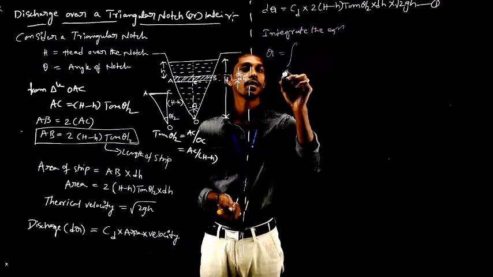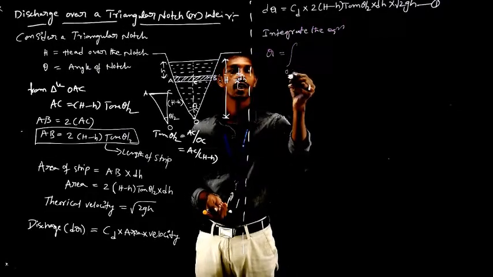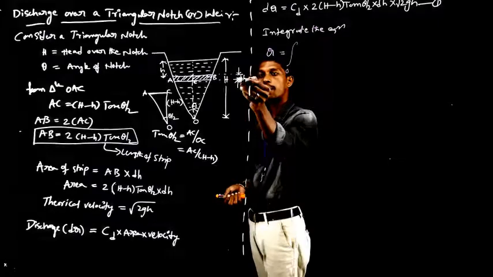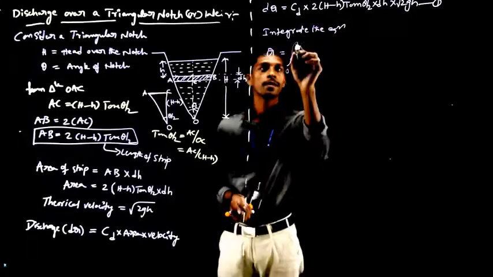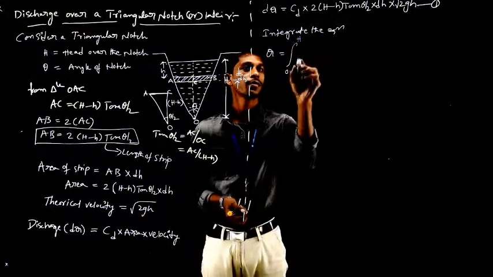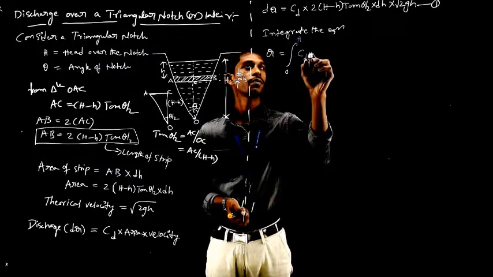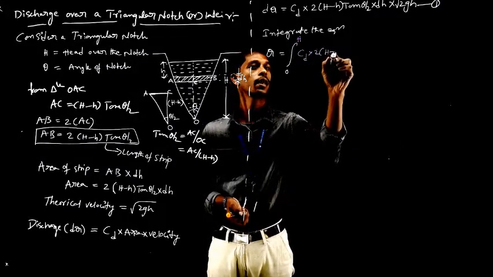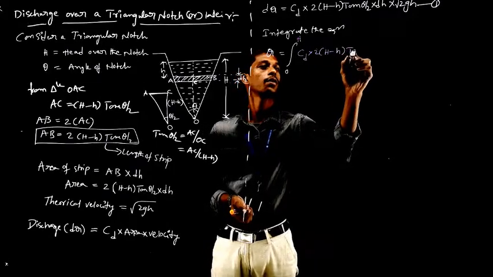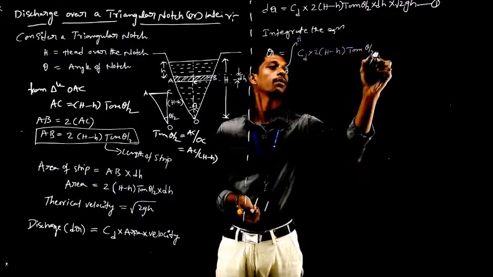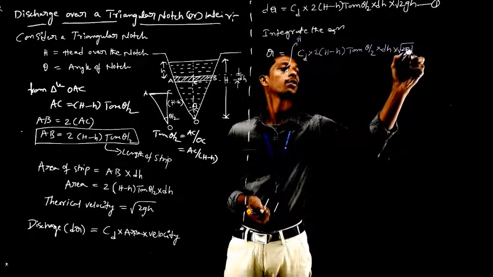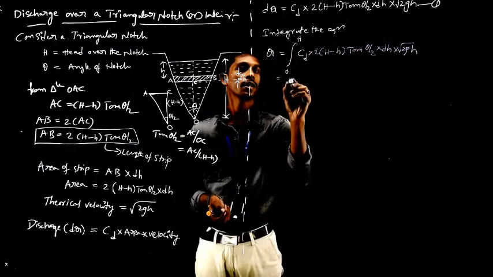So integrate with lower limit 0. What is the upper limit? The total height of the water level, that means capital H. So capital H will be the upper limit. Apply the integration for this dQ: 2 multiplied by capital H minus small h, tan theta by 2, multiplied by dh, multiplied by root 2gh.